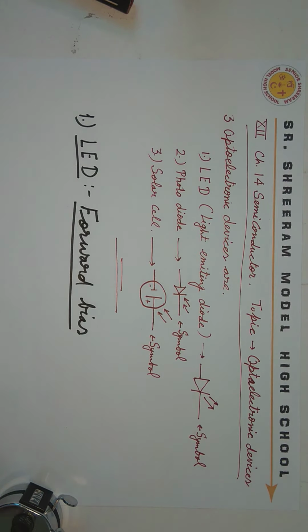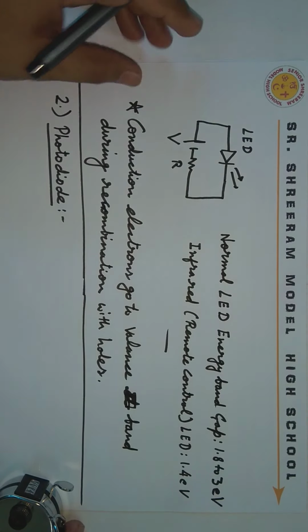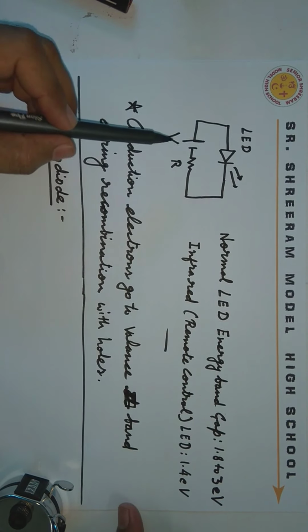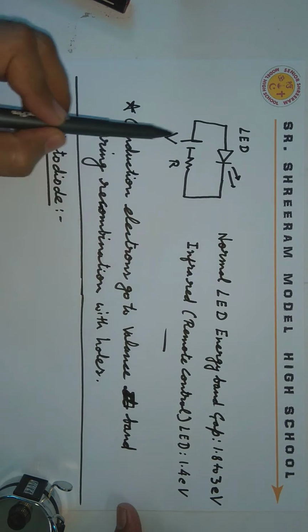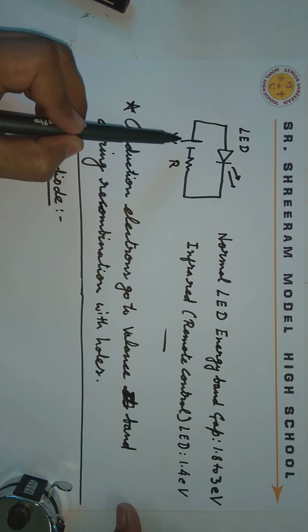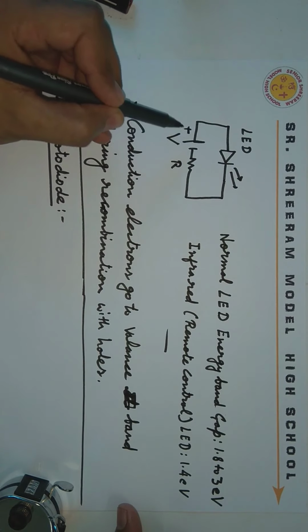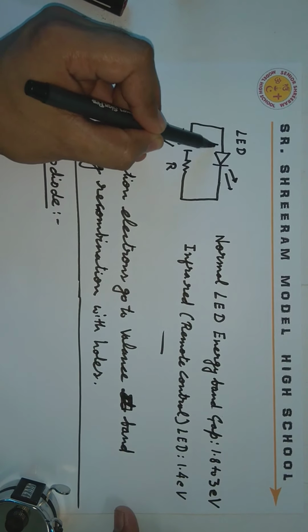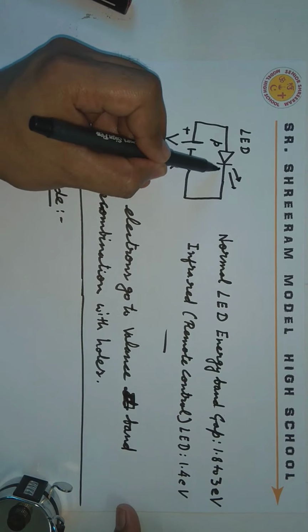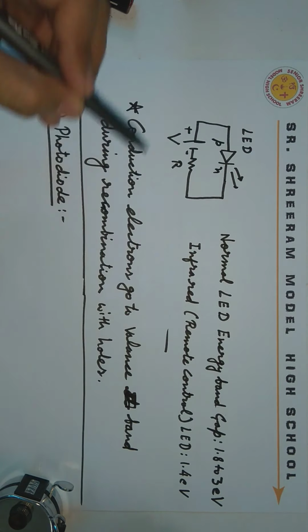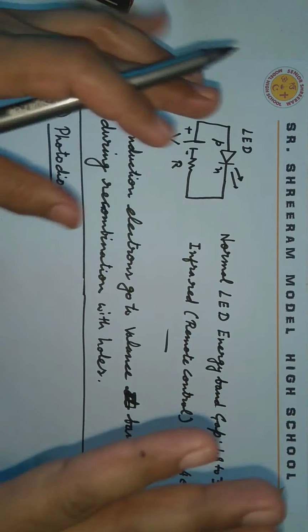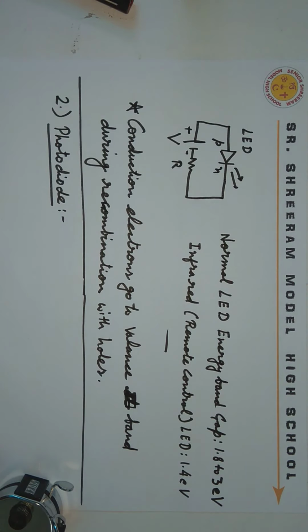Okay, now this is how we make a circuit with LED. This is a light emitting diode. We put it in forward bias, the battery's positive terminal is connected with P and the negative terminal is connected with N. A resistance is placed in between to protect the LED from higher voltage.